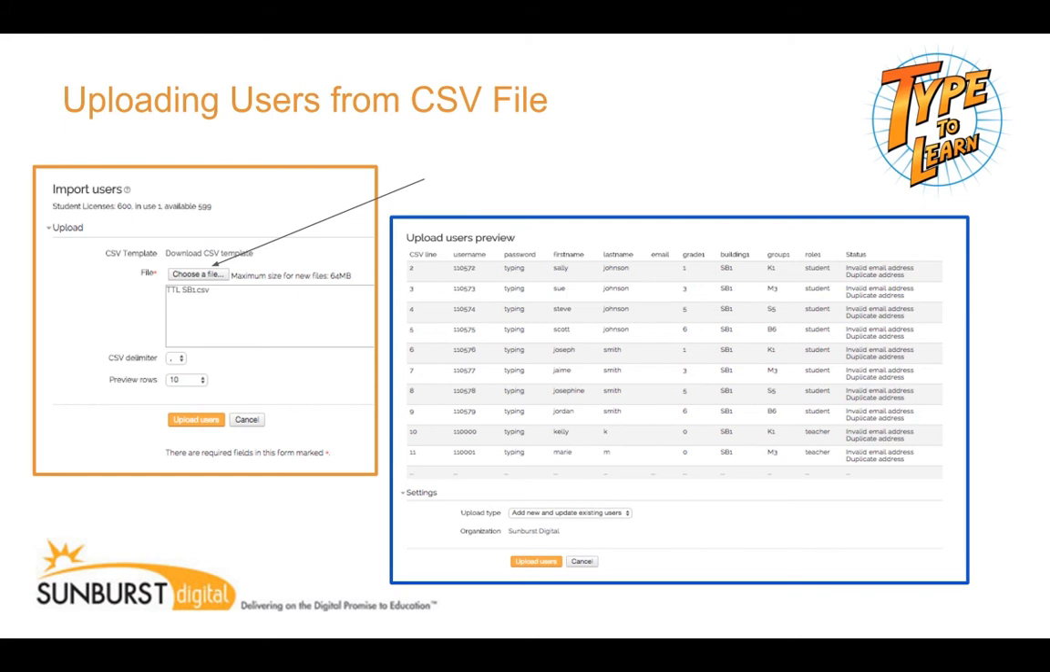Once the CSV file is created, then you will need to upload it by clicking on the Choose File button. You will upload it first into Type to Learn, and then you will upload it and import those users into your account by clicking the orange button.